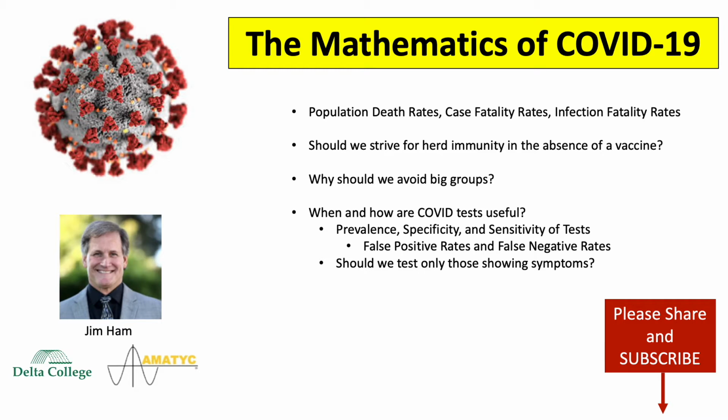There's some mathematics in here about herd immunity. Why is it that they recommend to avoid big groups? We'll look at the mathematics behind that. And finally, when we're doing COVID tests, when are they useful? When are they not useful? Should everybody get a test? Or should we restrict testing to certain subpopulations?